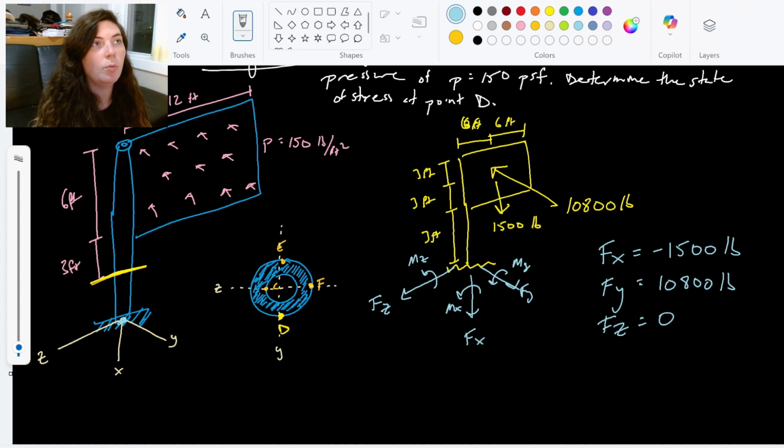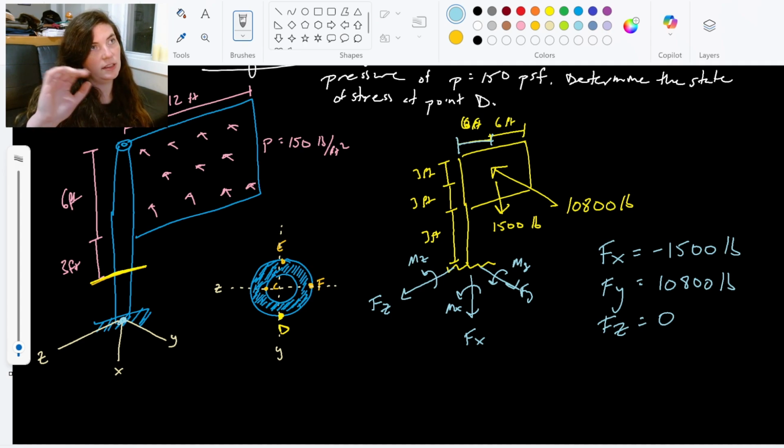All right, so I'm going to take a moment about the x-axis. If I point my thumb down in the direction of the x-axis and curl my fingers around, I can see that there's only one force contributing to that, right? 1,500 pounds does not contribute because it's parallel to the x-axis, but this 10,800 pounds does. I'm going to multiply this 10,800 pounds by the distance, which is 6 feet. And that's going to give me my moment about x.